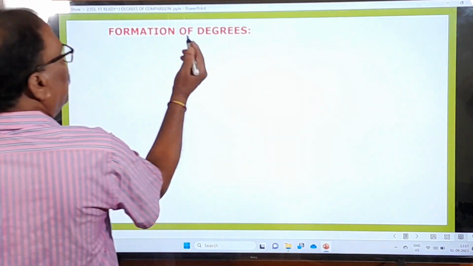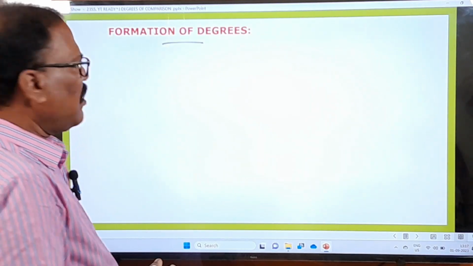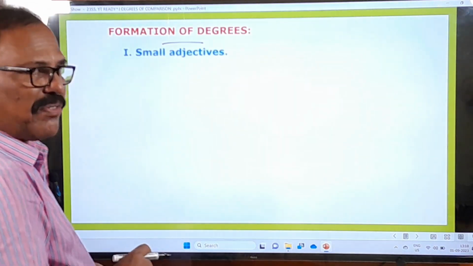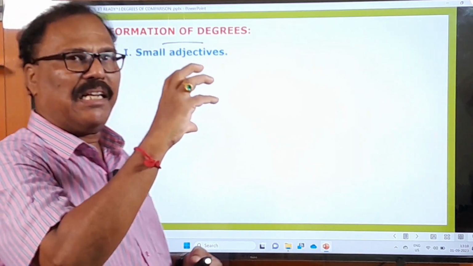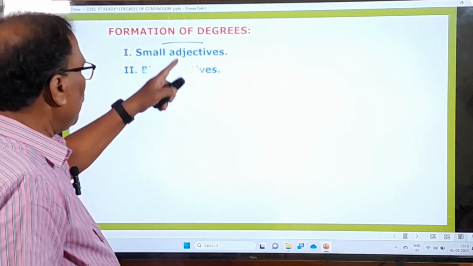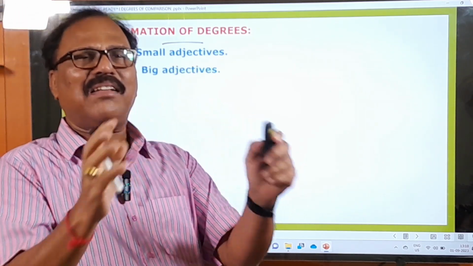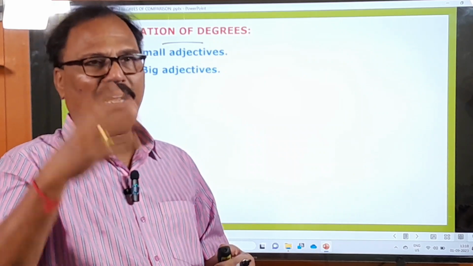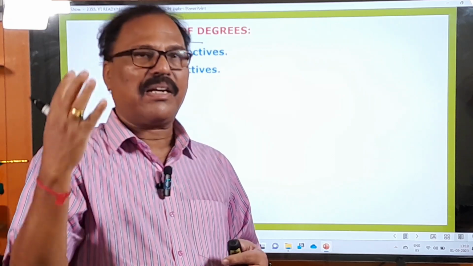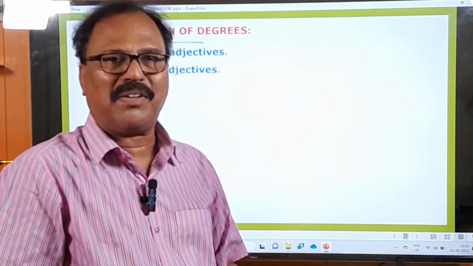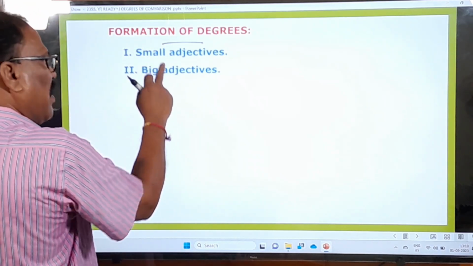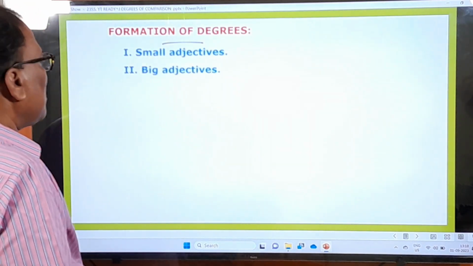Formation of degrees. Here let me talk to you about the kinds of adjectives from a general angle. There are two kinds of adjectives: small adjectives and big adjectives. It's a general division of adjectives. Of course, there is also a grammatical division, with as many as seven kinds of adjectives, but I'm not talking about those seven kinds here. Generally speaking, there are two kinds: small adjectives and big adjectives.